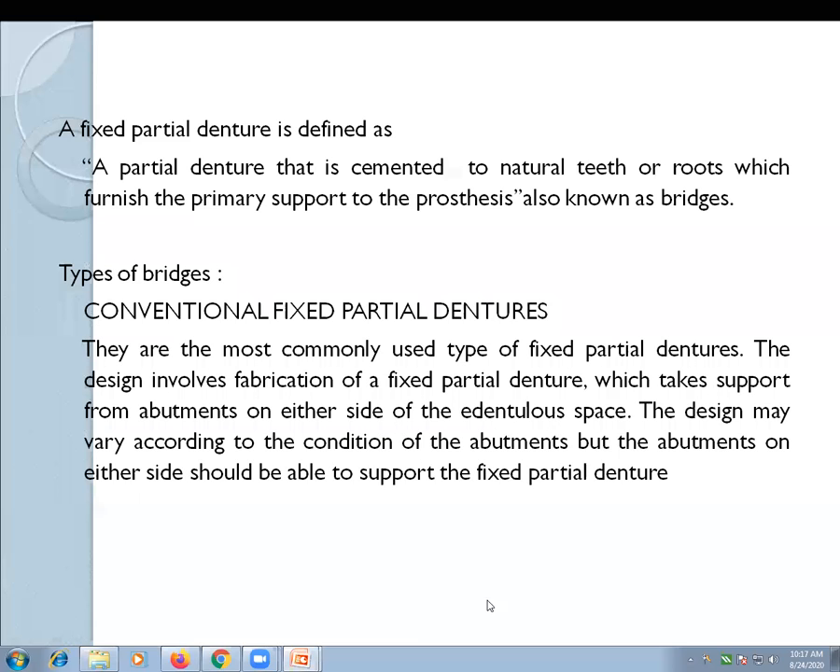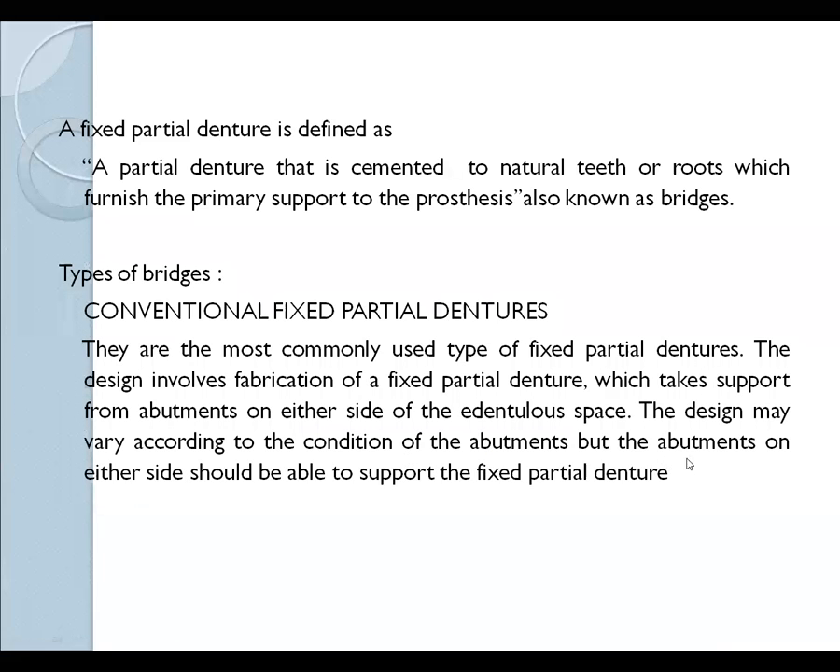For example, if the 4-6 is missing, then we are taking support of the 4-7 and 4-5. That is this conventional fixed partial denture. The design may vary according to the condition of the abutments, but the abutments on either side should be able to support the fixed partial denture.